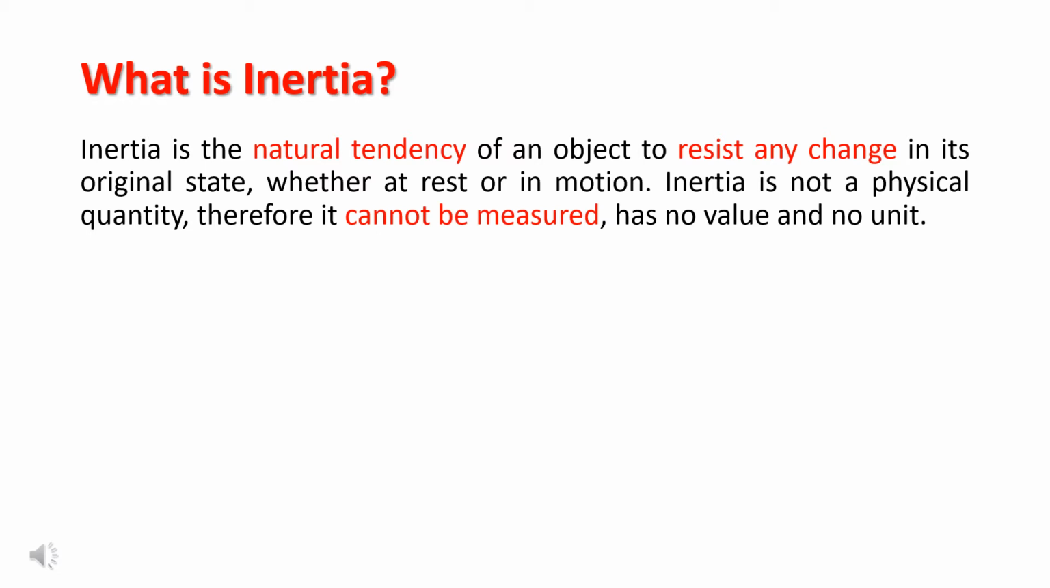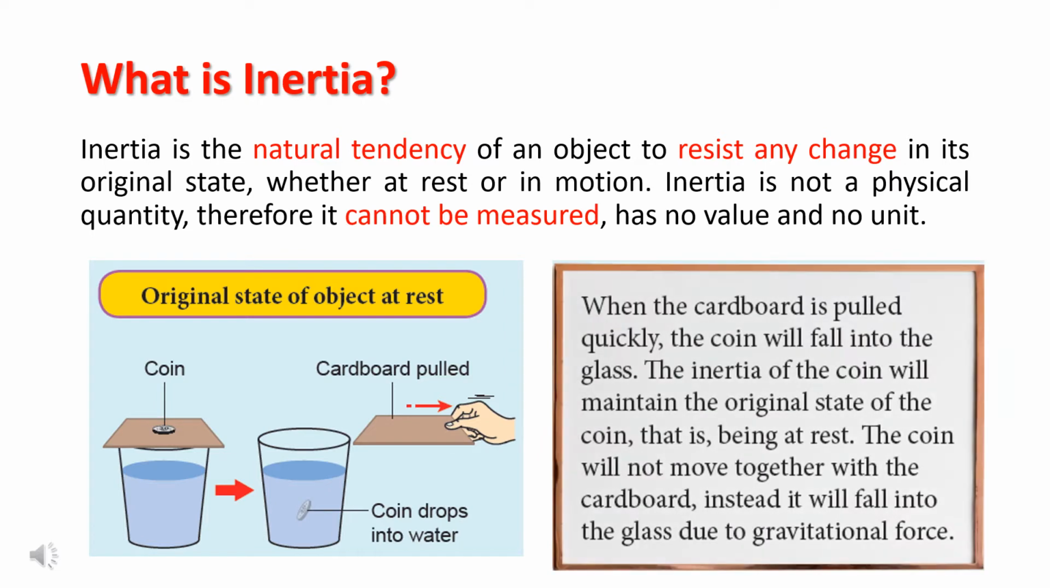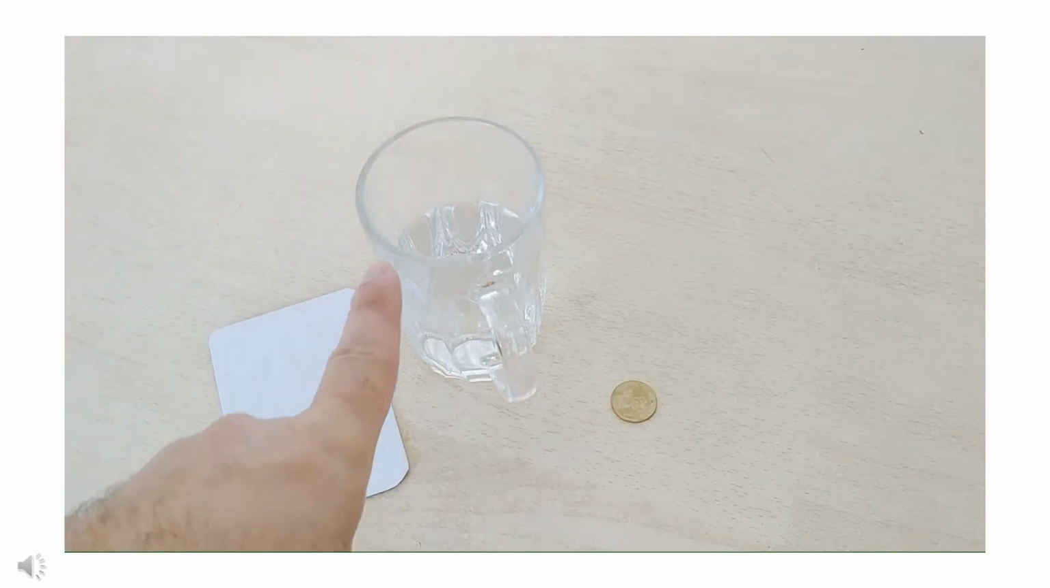Let's look at how inertia happens in our daily life. When the cardboard is pulled quickly, the coin will fall into the glass. The inertia of the coin will maintain the original state of the coin, that is, being at rest. The coin will not move together with the cardboard, instead it will fall into the glass due to gravitational force. Observe the demonstration in this video.